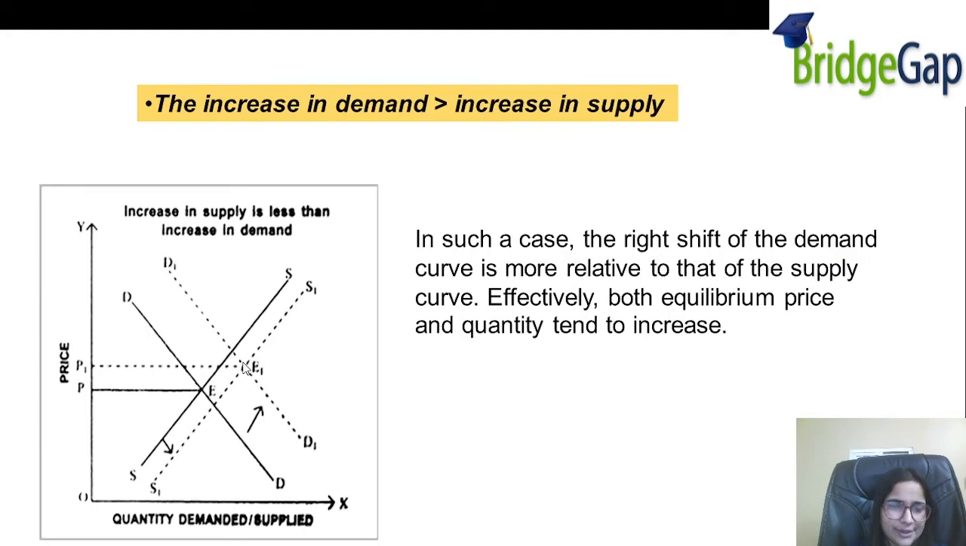Now when there is a shift in both demand and supply, when the increase in demand is greater than the increase in supply, the new equilibrium will be at E1, which will cause a new equilibrium price to be higher than the old one, and the quantity also increases. In such a case, the right shift of the demand curve is relatively more as compared to the supply curve. So effectively, both equilibrium price and quantity tend to increase.